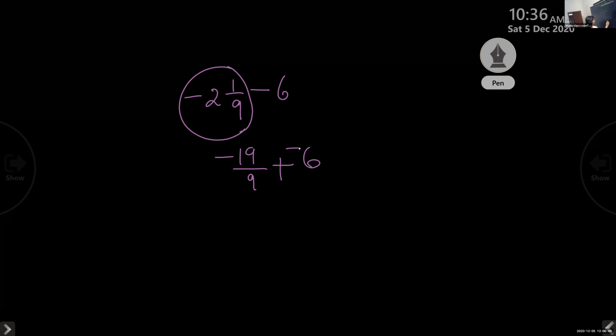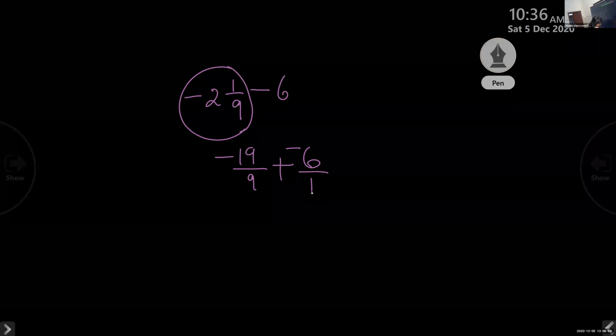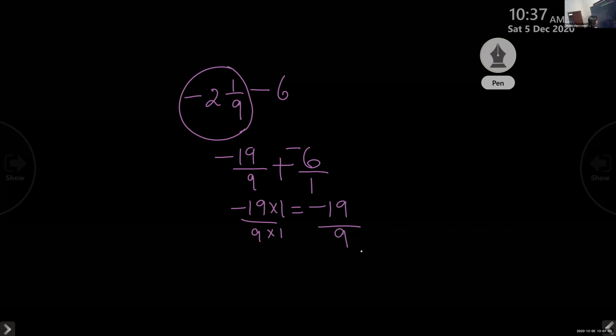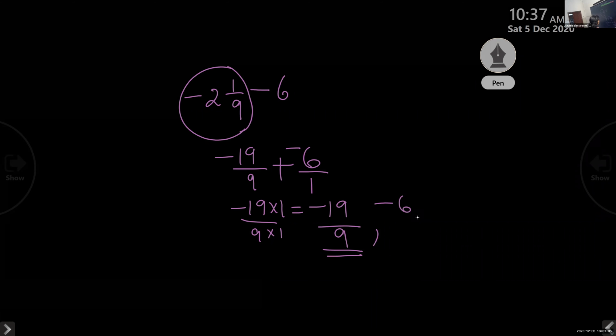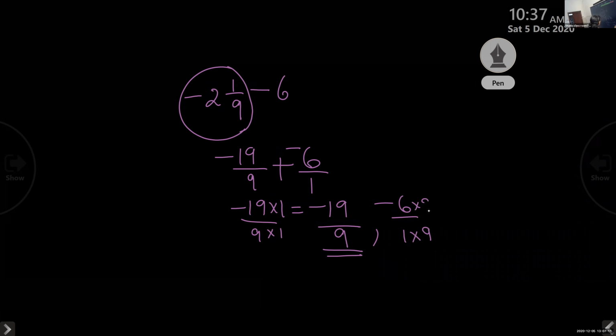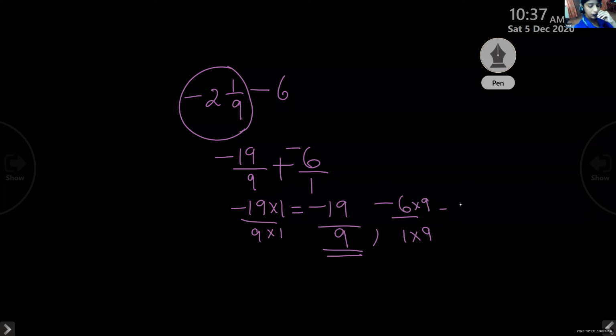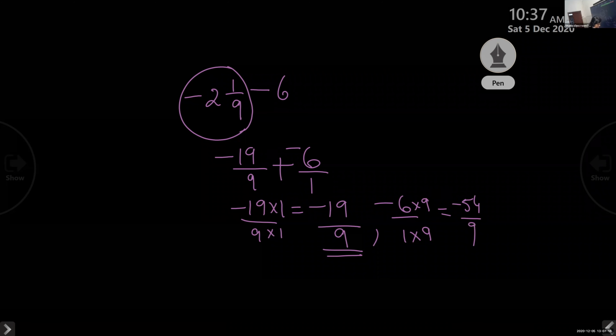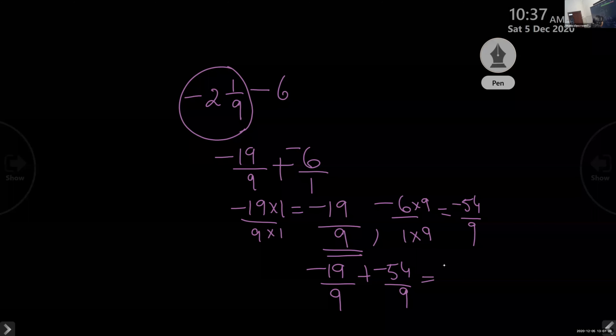So what is the LCM coming here? It is 9. So here multiply by 1 only, no problem. No need to multiply actually, but for you not to be in confusion, I am multiplying. Negative 6 by 1 multiplied by 9 gives negative 54 by 9. So negative 19 by 9 plus negative 54 by 9 is equal to negative 73 by 9.